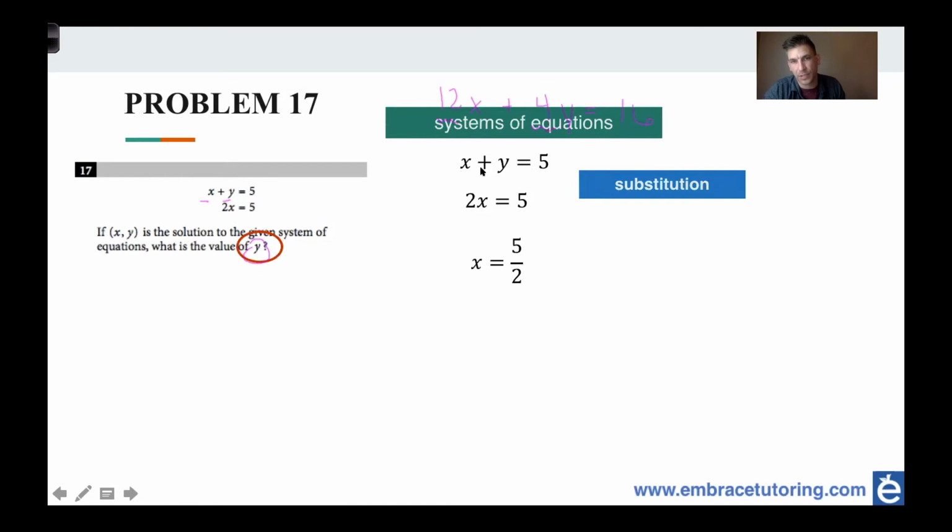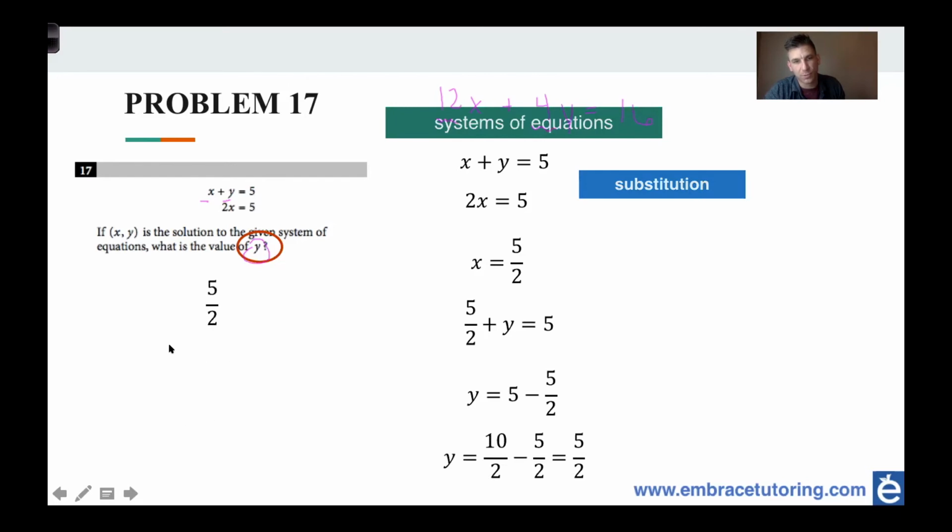I'm going to now plug this in over here, and I'm going to get 5 over 2 plus y equals 5. And I'm going to get y by itself. So I'm going to bring this over here, and I'm going to get y equals 5 minus 5 over 2. Remember, it's fractions, so I have to find my common denominator between these two. This is a 5 over 1. In order to make this over 2, I have to make this a 10 over 2, which is then minus 5 over 2, which actually becomes 5 over 2. So my answer is going to be 5 over 2.